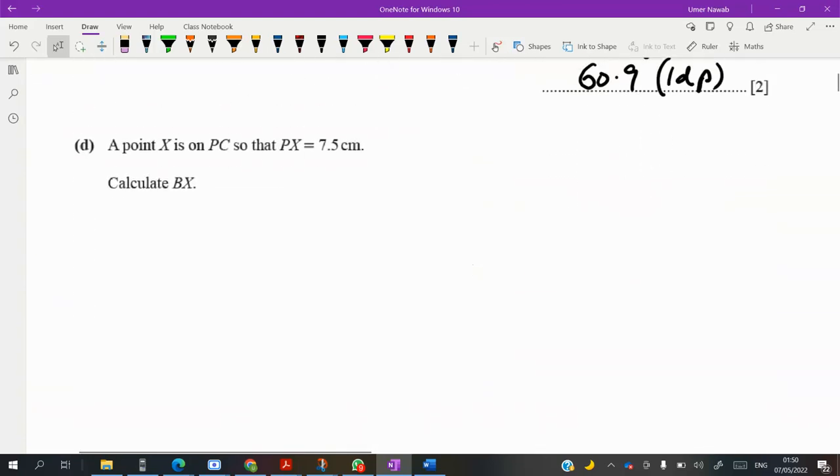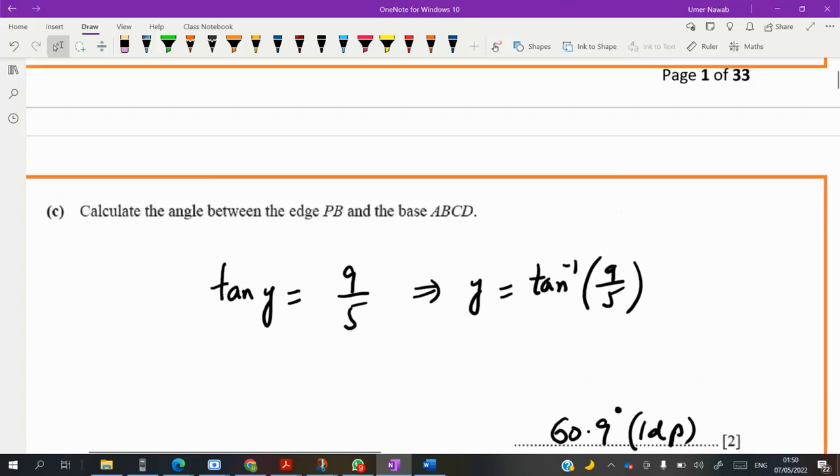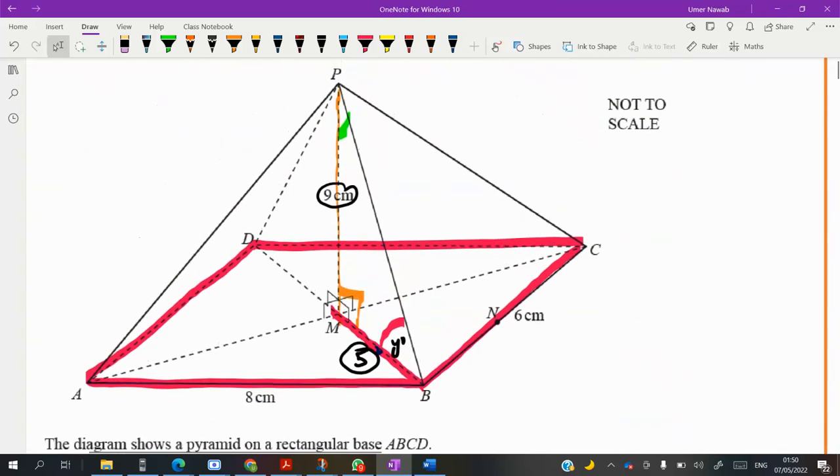In the fourth part, he said there is a point X on PC such that PX is 7.5. So this point is here, and this distance is 7.5. He wants the distance BX. This distance is required by him. So how can I get it? It is quite easier for you guys.